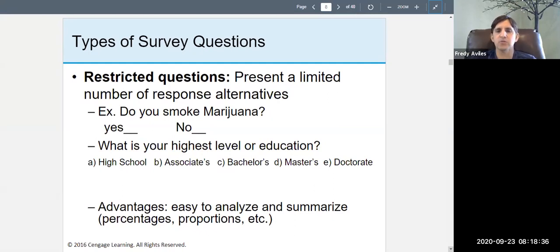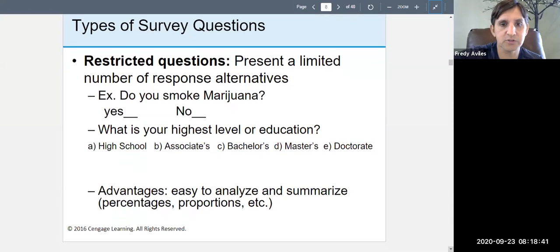So you can also have what are called restricted questions. I do recommend these restricted questions. I'll tell you about the advantages in a moment. Let me save that. But restricted questions are questions that present a limited number of response alternatives. With restricted questions, you have options, and you can only select those options. So an example of that would be, do you smoke marijuana? The options could be yes or no. Okay, it's either do you smoke it or do you not smoke it?